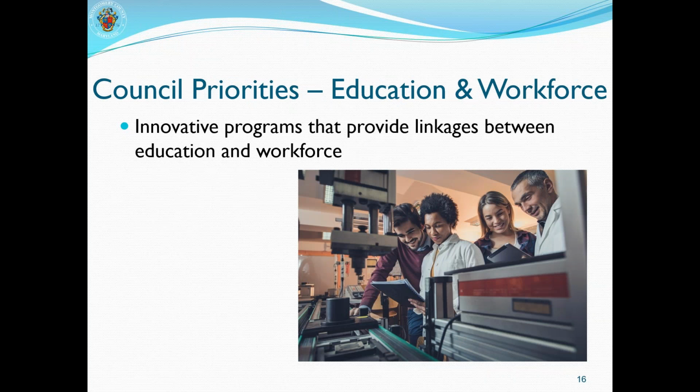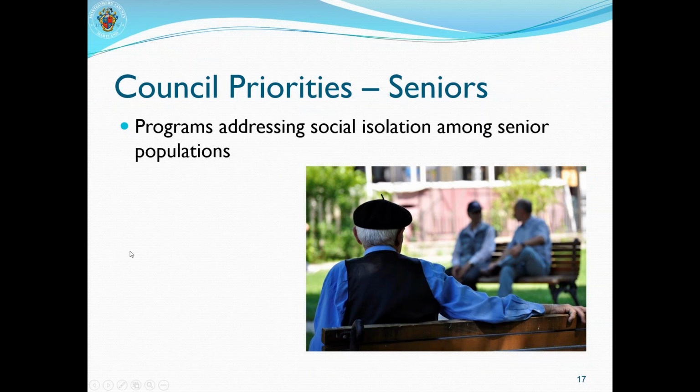Next, council priority on education and workforce. We have many youth development programs that link education to college prep or admission into college. We're looking for specific programs that provide a linkage between education and directly into the workforce if somebody does not want to get a degree right away. The next priority is seniors. We're looking specifically at programs that address social isolation among senior populations. There are many types of senior programs that apply, but we just wanted to highlight the ones that are focusing on social isolation. This does not disqualify you from applying if you serve a different priority, but we just wanted to highlight the ones that are important this year.